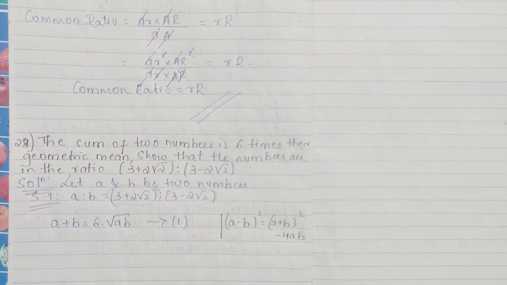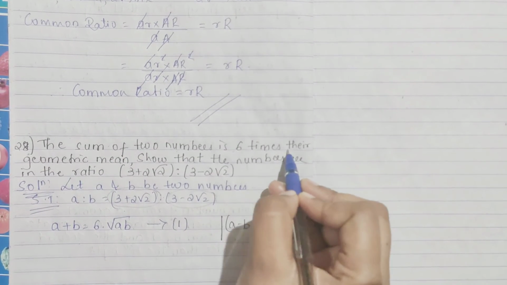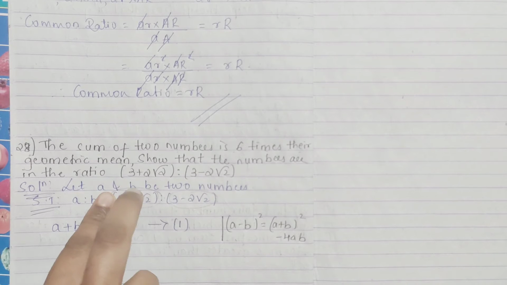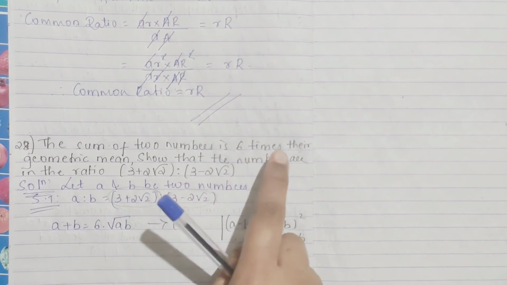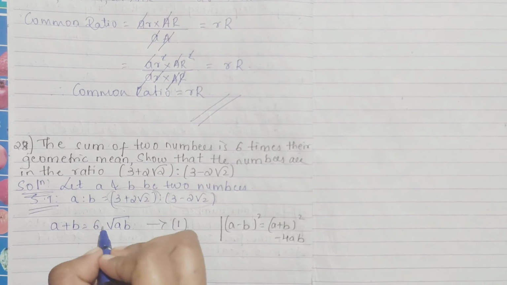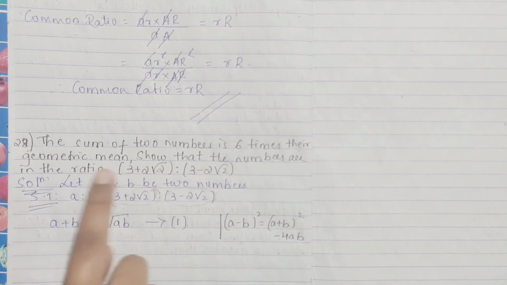Now from the question, what they are telling, the sum of two numbers is 6 times their geometric mean. Sum means plus, right? So A plus B is equal to 6 times, means product, that is into. Is means is equal to, sum means addition. Please remember this, they are geometric mean.